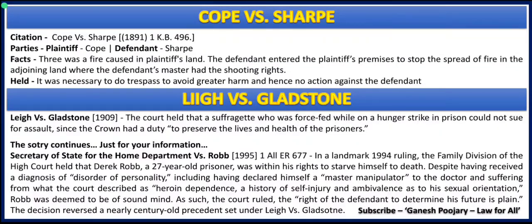To the extent of necessity, this case law is sufficient, but if you are curious as to whether this is the last judgment regarding this or there is some progress, definitely there is progress. Remember, Lee versus Gladstone judgment came in the year 1909. After almost 9 decades, there was one more ruling in the case of Secretary of State for the Home Department versus Sharpe, where the judgment went the other way. It was vice versa compared to Lee versus Gladstone.